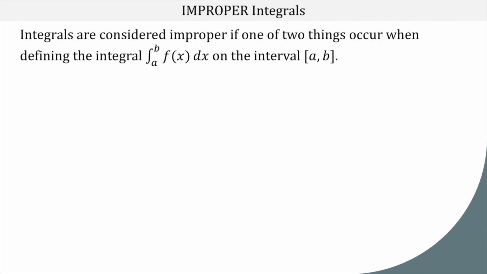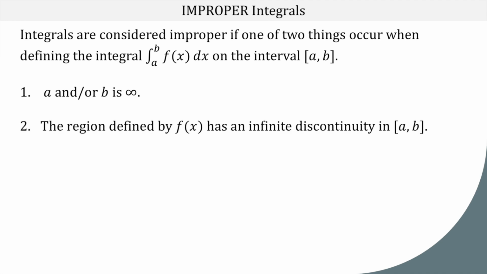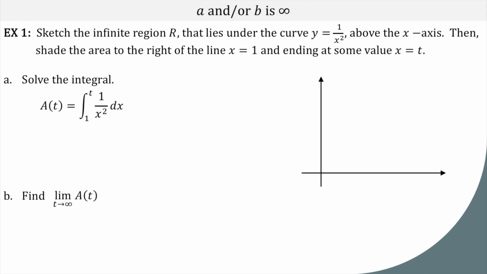What about improper integrals? Integrals are considered improper if one of two things occurs. Number one, on the interval AB, A and/or B is infinity. Number two, somewhere between A and B, there's a discontinuity. So we're going to start with scenario one, if A and/or B is infinity, and we'll start by looking at this function here, 1 over x squared.